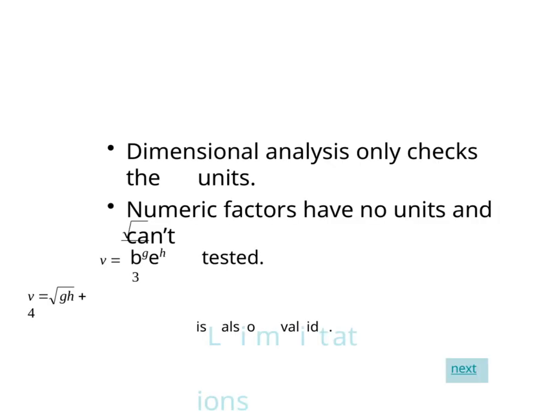Let's look at what dimensional analysis can and can't do. It's great for checking units, making sure everything lines up correctly. But it doesn't catch numeric factors, because those don't have units. So, even if the units check out, the actual equation might still be wrong. This means we can't rely on dimensional analysis alone to confirm every part of a formula. It's a helpful tool, but not a complete validation.